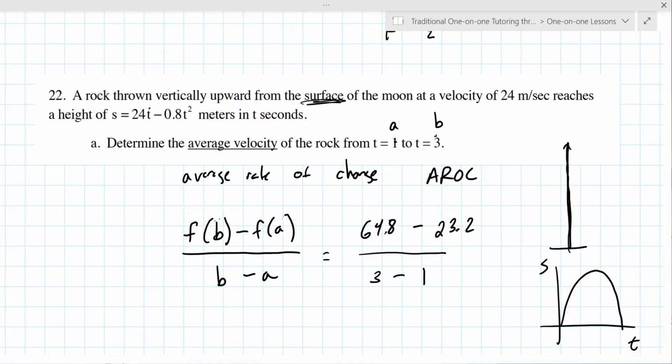So the simplification of this is 64.8 minus 23.2 divided by 2. So it ends up being 20.8. Now, units are important because it's a free response question. Meters per second? Meters per second, yeah. Sounds good to me.